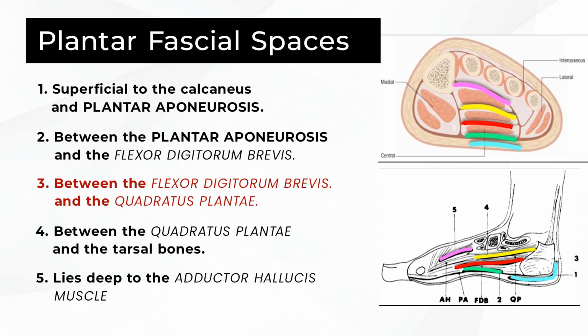The first space is a closed space and does not communicate with the other spaces. So any infection here shall remain confined to this space only. All the other spaces, from the second to the fifth, communicate with each other, and infection in one space can extend into any space above or below. The third space deserves special attention because it contains the neurovascular bundle, and any infection here can travel along this bundle down to the toes or up into the leg.